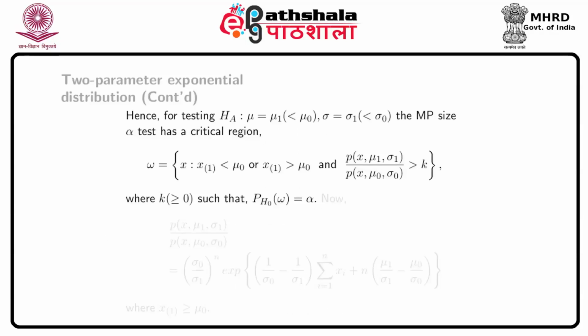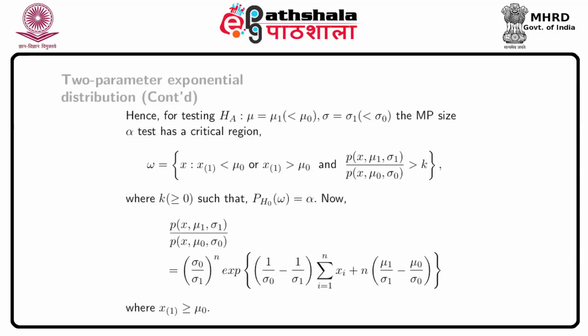Hence, for testing HA that mu is equal to mu 1 less than mu naught and sigma is equal to sigma 1 less than sigma naught, the most powerful size alpha test has a critical region given by omega is equal to the set of those x such that x order statistics 1 is less than mu naught or x order statistics 1 greater than mu naught and p_x(mu 1, sigma 1) divided by p_x(mu naught, sigma naught) greater than k, where k is greater than or equal to 0 such that probability under H naught of omega is equal to alpha.